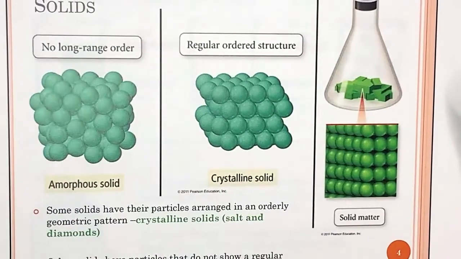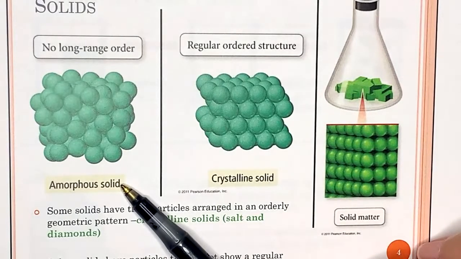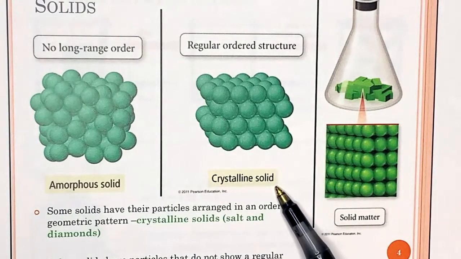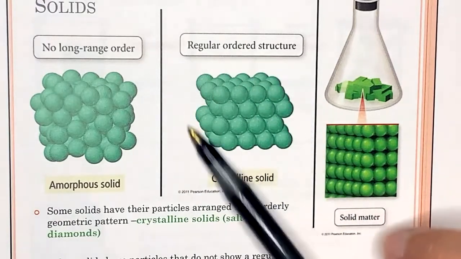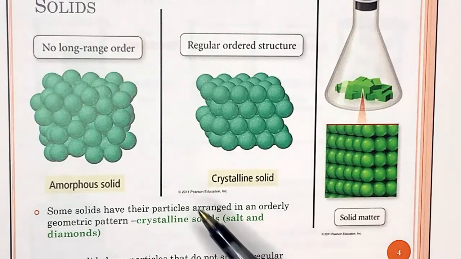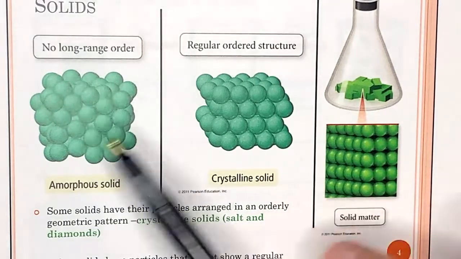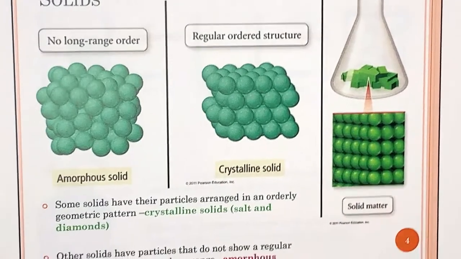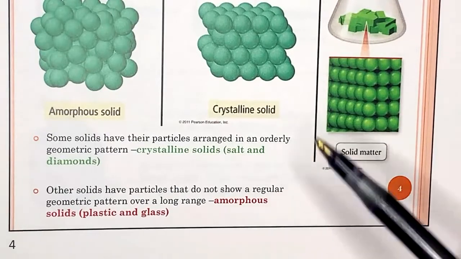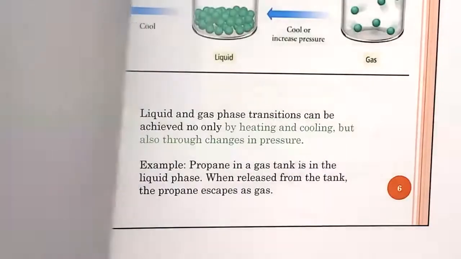So under solids, we talked about how there's amorphous solid in chapter 1 or 2, and then we have crystalline solids. So crystalline solids are the ones that have long range order in 3 dimensions, okay? Amorphous has no order, they're all over the place. So they gave you an example. Salt and diamond are crystalline, amorphous are like plastic and glass. And then we have liquid and gas.